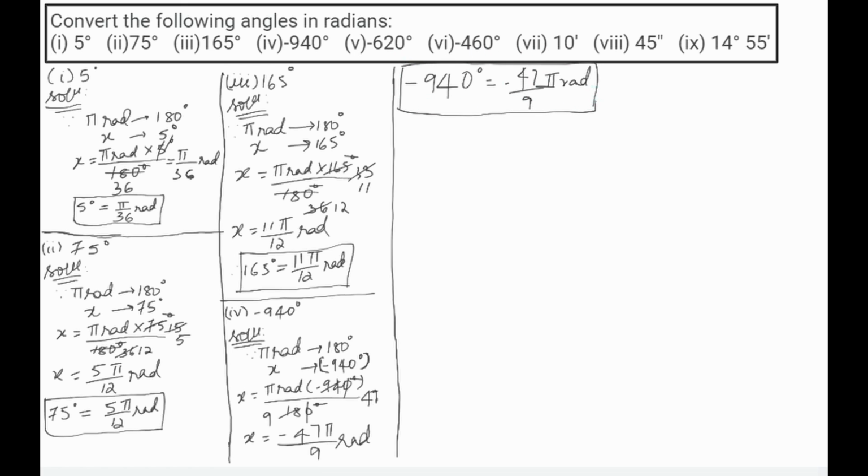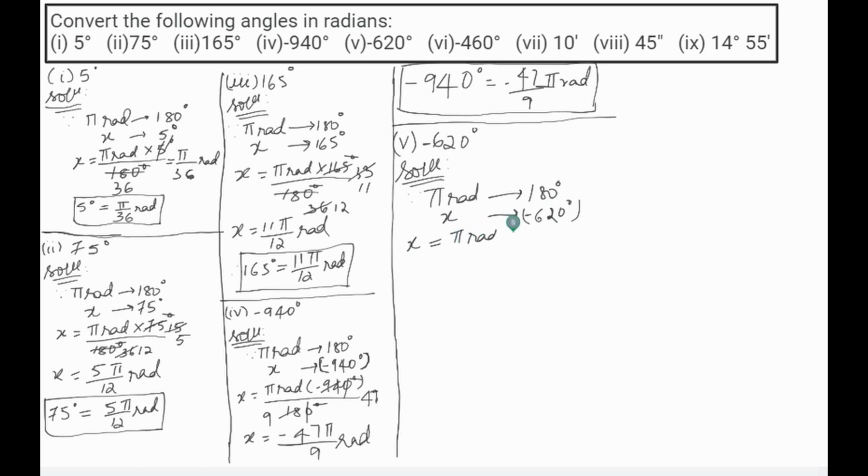The next angle given here is minus 620 degrees. The solution is: pi radians is equal to 180 degrees. So how much is minus 620 in radians? Let this be x. When we cross multiply, we get pi radians into minus 620 degrees divided by 180 degrees. The zeros cancel out each other, and the degree units cancel out each other.